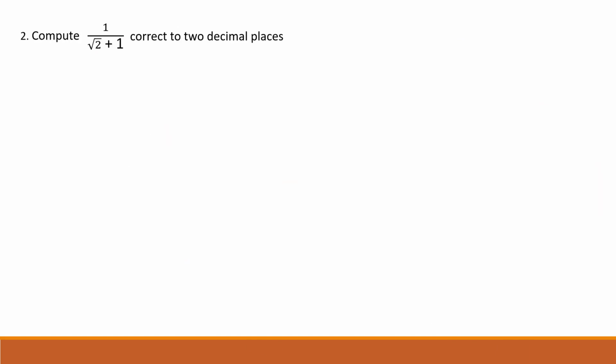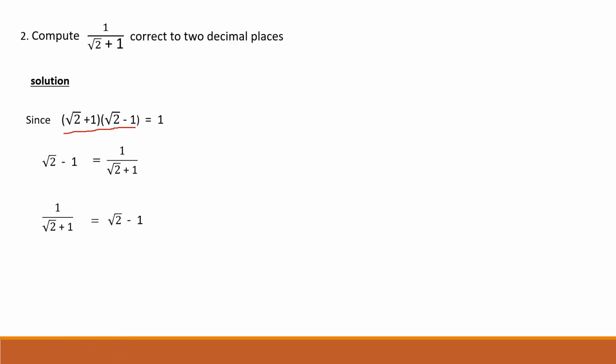Let's discuss the next problem. Compute 1 by (square root of 2 plus 1) correct to 2 decimal places. First of all, recall the last problem and then try to do this. From the last problem, what did you get? We got that (square root of 2 plus 1) into (square root of 2 minus 1) equal to 1. And we are asked to find the value of 1 by (square root of 2 plus 1). So how will you find this from this expression? Square root of 2 minus 1 is 1 by (square root of 2 plus 1), isn't it? And so 1 by (square root of 2 plus 1) is the same as square root of 2 minus 1.